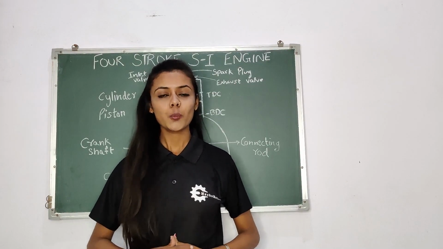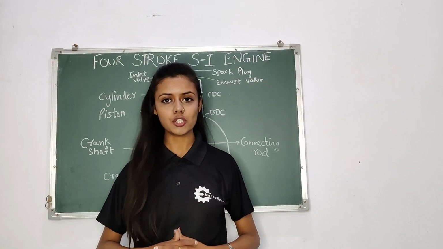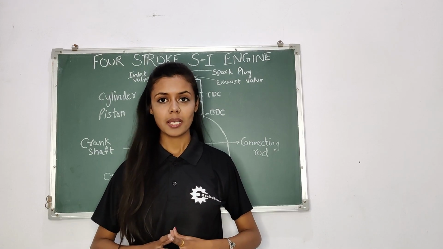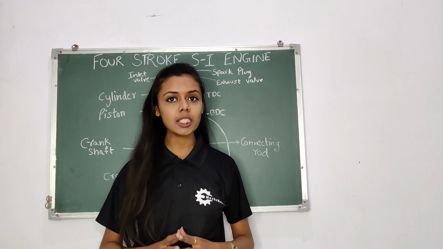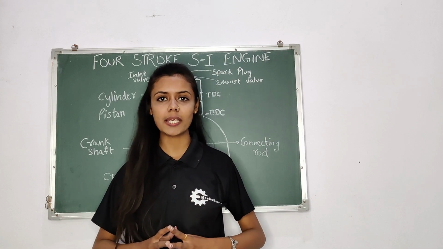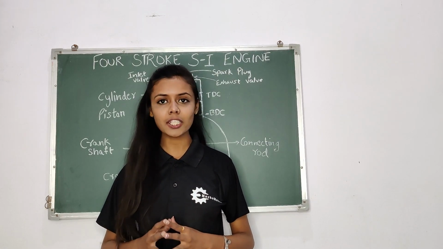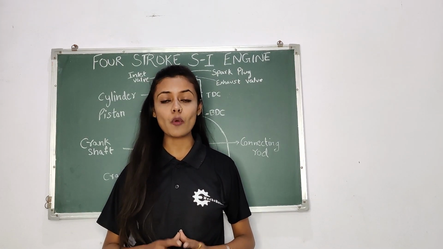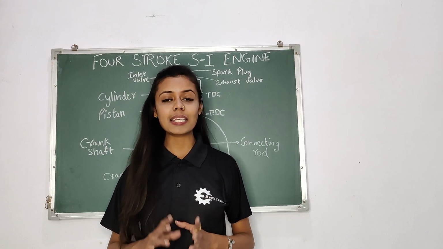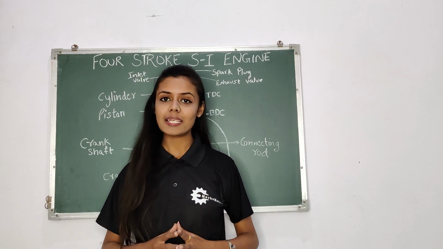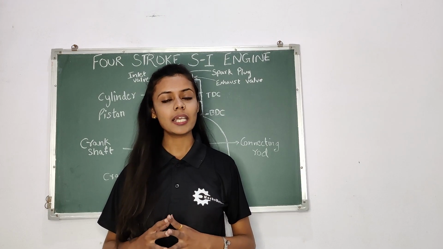Hello guys, today we are going to discuss SI engine. So what is SI engine? Spark ignition engine is an internal combustion engine which is also called a petrol engine. In a spark ignition engine, the combustion of the air-fuel mixture is ignited by a spark plug. SI engine is an Otto cycle engine.